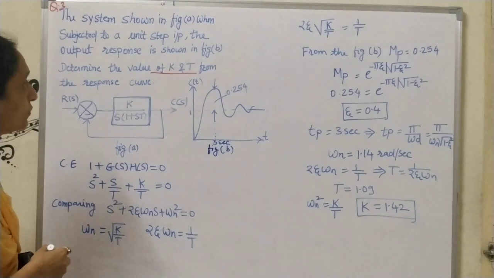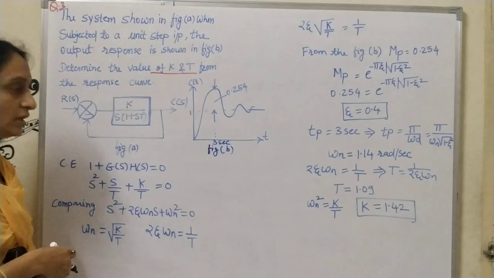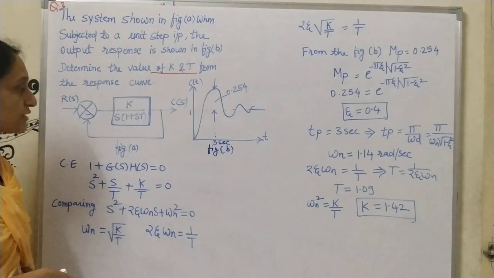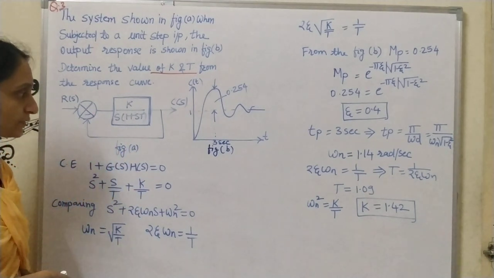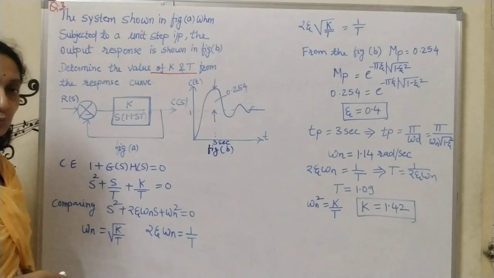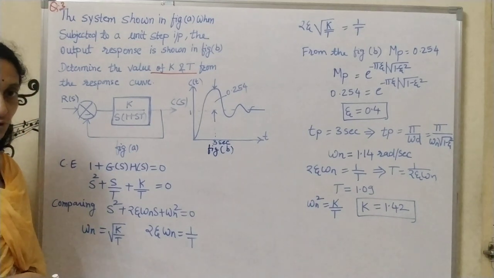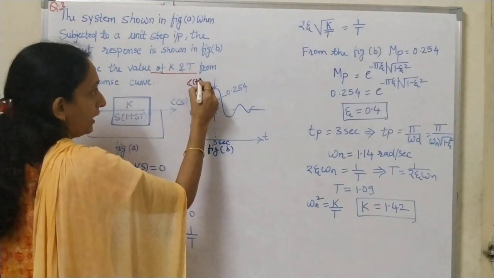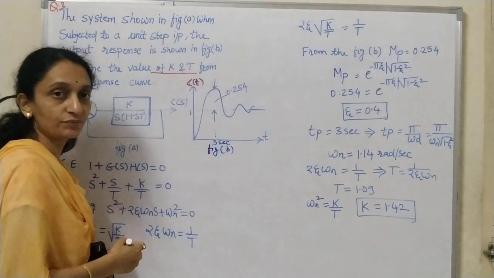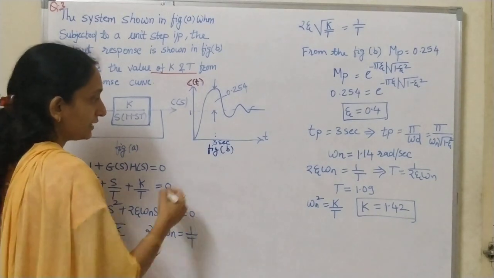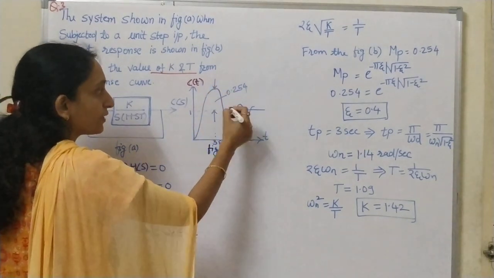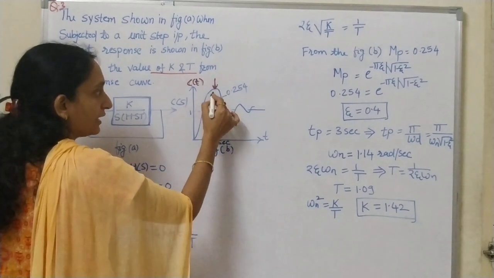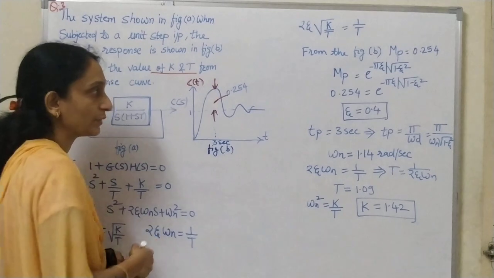For that, what is the data given? Figure A is a block diagram, and this block diagram is a unity feedback system. Figure B shows the output response of an underdamped system. You can check here, the output is C of t, and on the x-axis we have time t. You can see that the first peak overshoot is shown. See here, arrows are shown and the value is given.